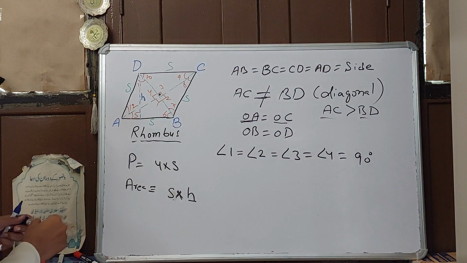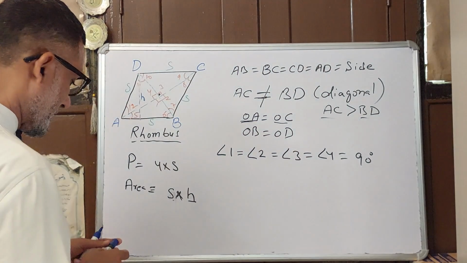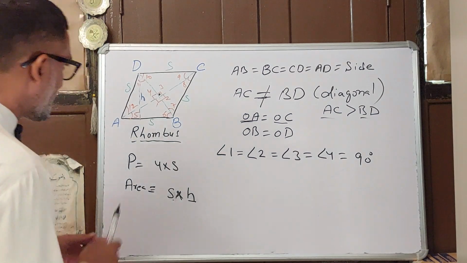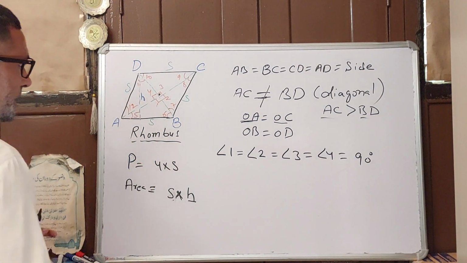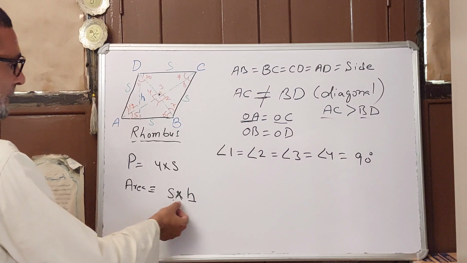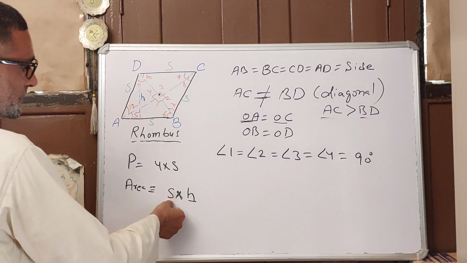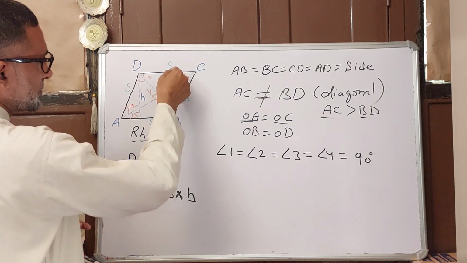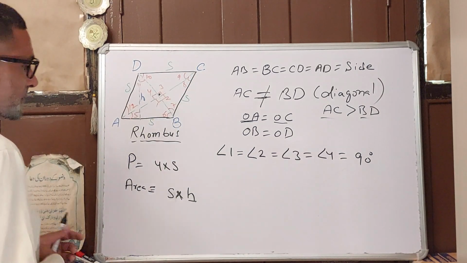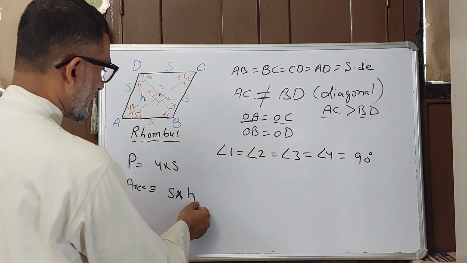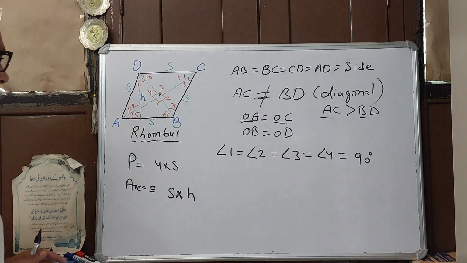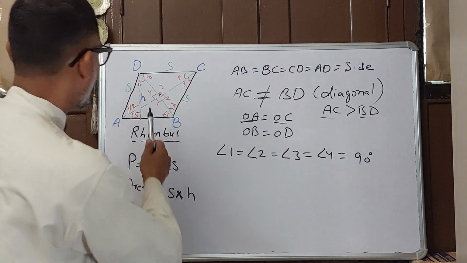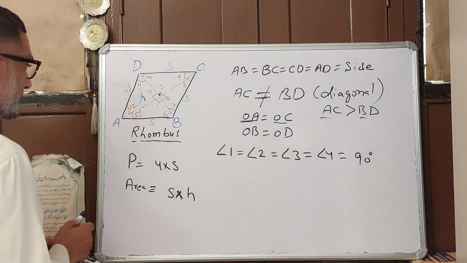why its area formula has changed due to its figure. The base formula is same, base into height, but here base is same as side, but height is not same as side, so the formula becomes different. So you understand the formula. We will go further, deeper in the angle section.